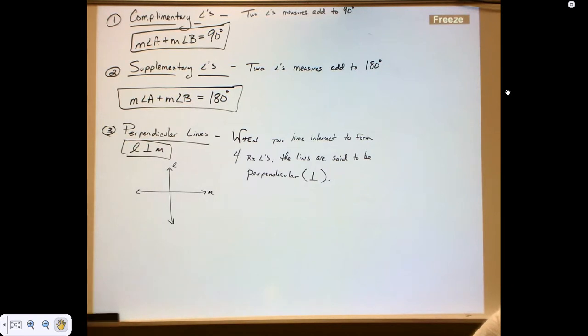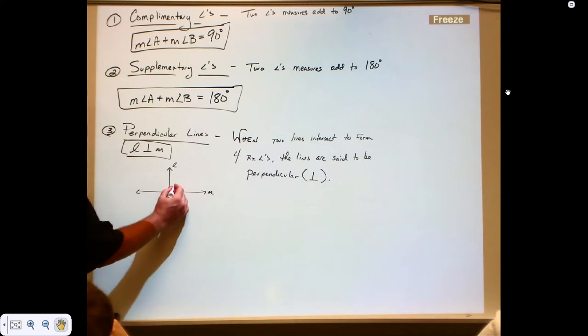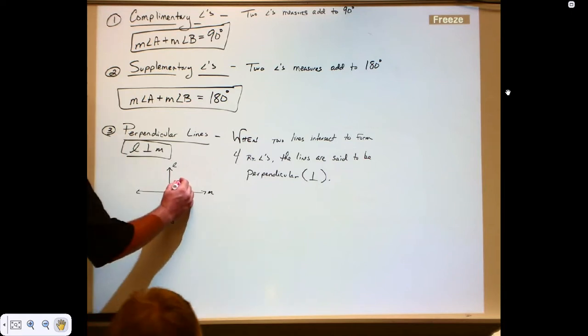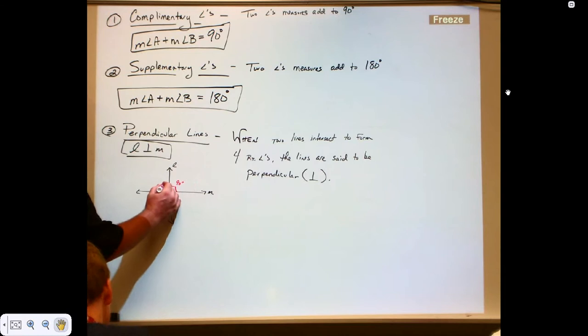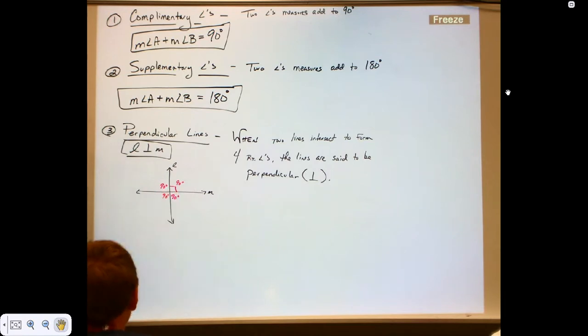Everybody look up here. You can finish writing in just a second. Eyes up here. You guys know what this means? You should have seen that sign. You've seen that before, haven't you? When they put a little box right there, usually red in the book, that means it's a 90-degree angle. So basically, when these two intersect or are perpendicular, all of these angles are going to be what? 90 degrees, right?